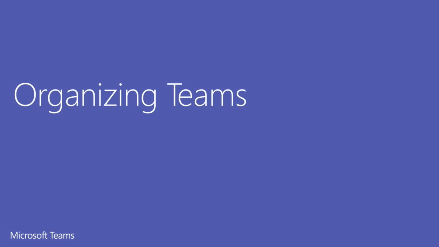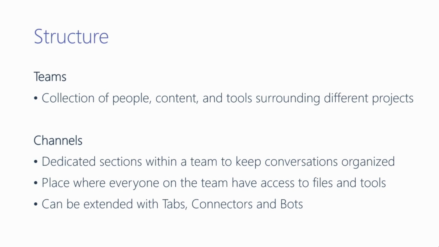So let's go through and talk a little bit about how you might want to organize your teams. This is going to be different for every organization based on your size. We want to make sure that you have a relevant experience for your organization, but let's have a few definitions first. Teams are collections of people and content and tools that surround a particular project. They also may be around a service in an organization, maybe a product, but they're high velocity teams that need to talk with each other frequently to make decisions and get things done.